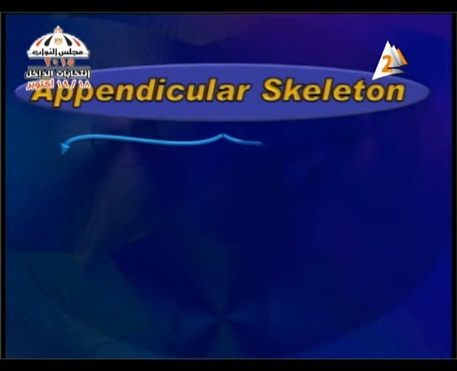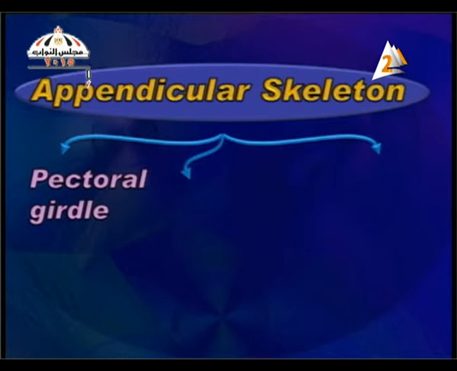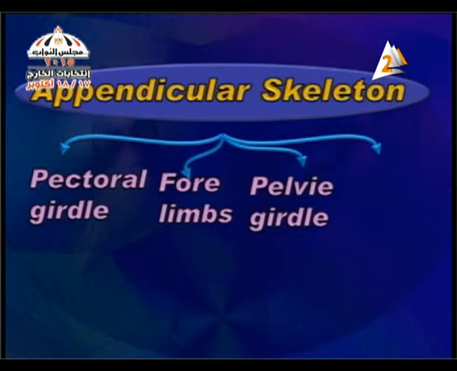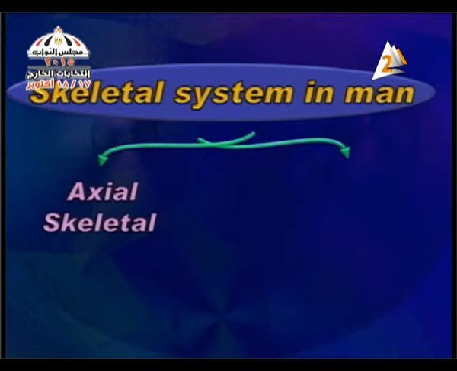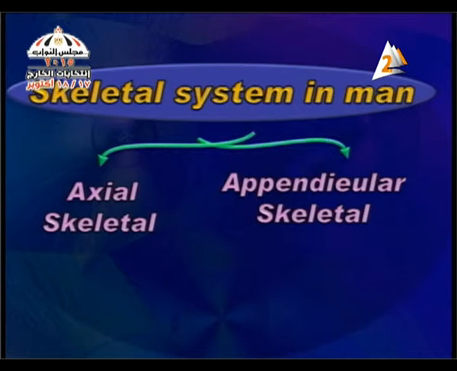Appendicular skeleton consists of four parts: pectoral girdle, forelimbs, pelvic girdle, and hind limbs. So, we talked about that the skeletal system consists of two main parts: axial skeleton and appendicular skeleton. And we recognize the parts of axial skeleton and parts of appendicular skeleton. So, now we are going to talk about each part in skeletal system.